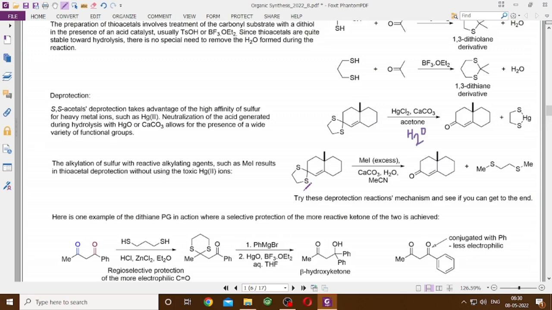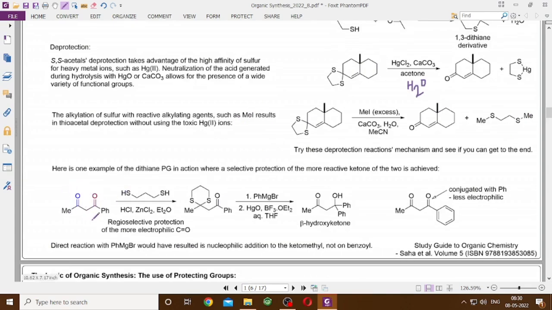And if you are trying to do this reaction without the toxic mercury, then you can methylate these sulfurs by using excess methyl iodide and then carrying out the reaction in presence of calcium carbonate, water in acetonitrile solvent. So this time, with mercury, the sulfur was getting removed in the form of, say, a mercury sulfur complex, and this time the sulfurs will be methylated and removed from the compound.